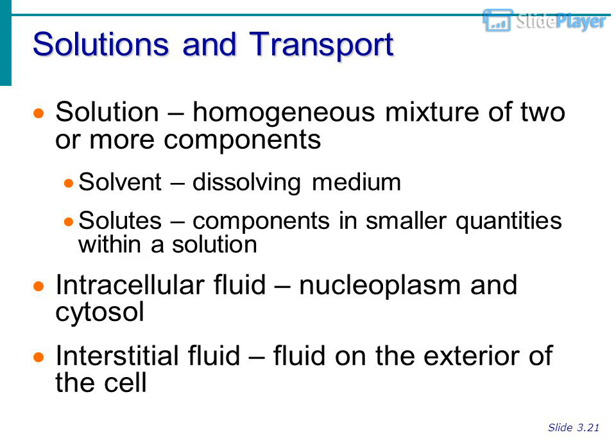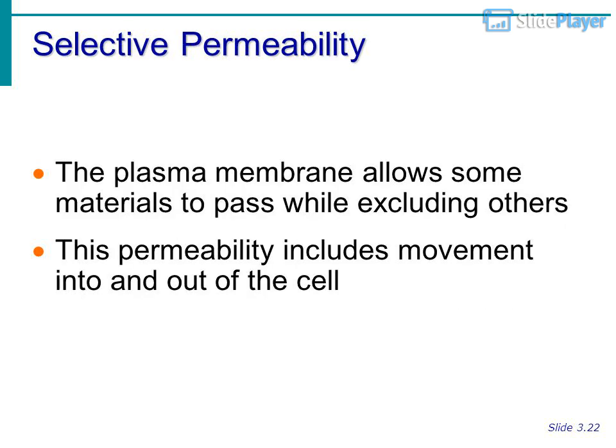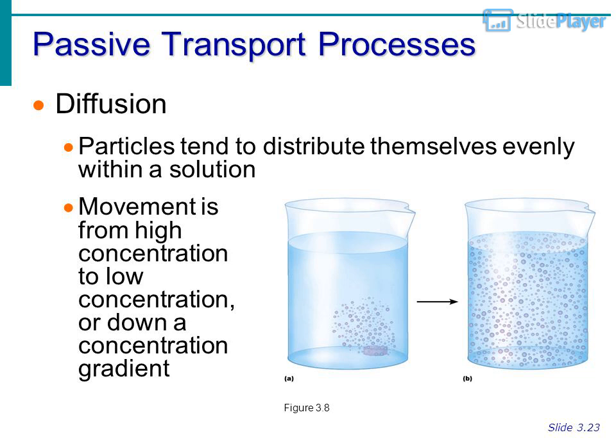Slide 3.21. Selective permeability. The plasma membrane allows some materials to pass while excluding others. This permeability includes movement into and out of the cell. Slide 3.22. Passive transport processes.